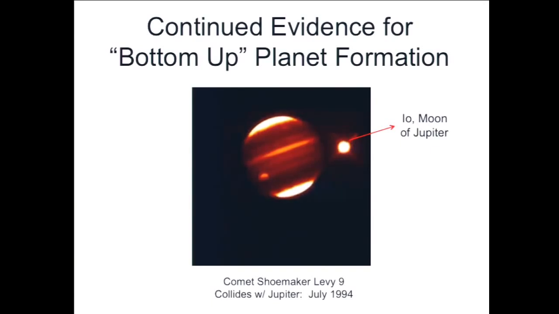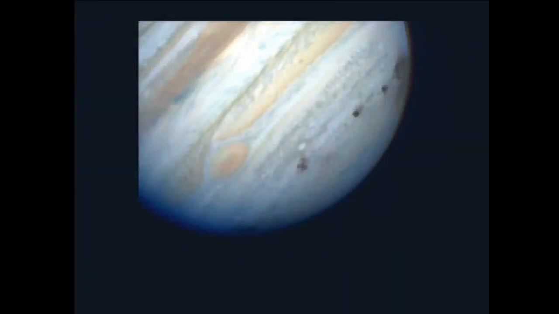In 1994, so this is an image of Jupiter. This is Io, a moon of Jupiter. In 1994, a famous comet, now called Shoemaker-Levy 9, hit the surface of Jupiter, producing a big, bright splotch of light that we could see. That collision of the comet with Jupiter left these dark scars on Jupiter that lasted for months.